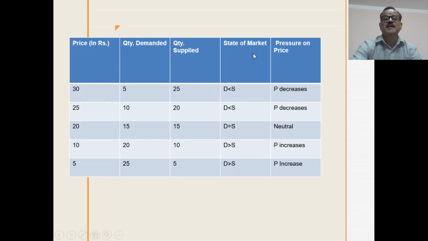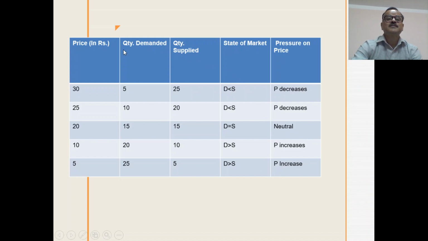So state of market, here we can say, here demand is 5, supply is 25. So supply is greater than demand. And when supply is greater than demand, price decreases. Here supply is greater than demand, price decreases. Here demand is equal to supply. This is the equilibrium, neutral. Here demand is greater than supply because demand is 20 at 10 rupees and supply is 10 at the same price. So here demand is greater than supply, so price increases, there's a tendency of price to increase.